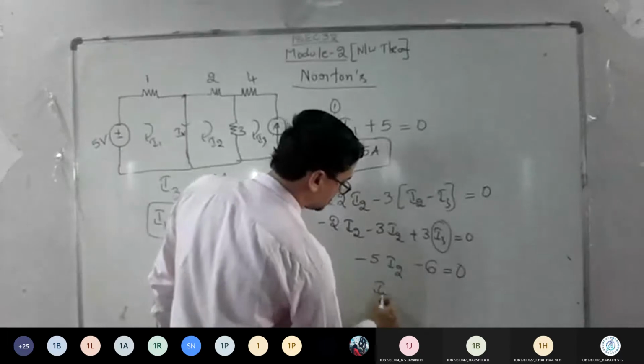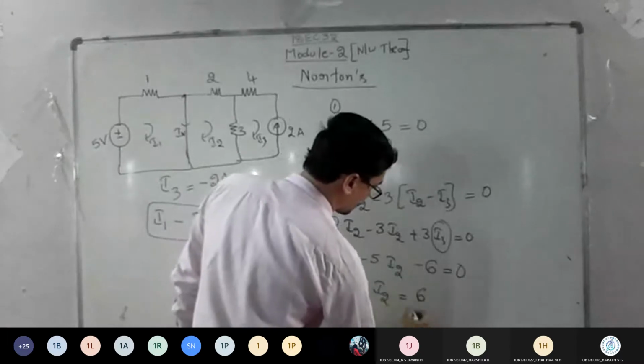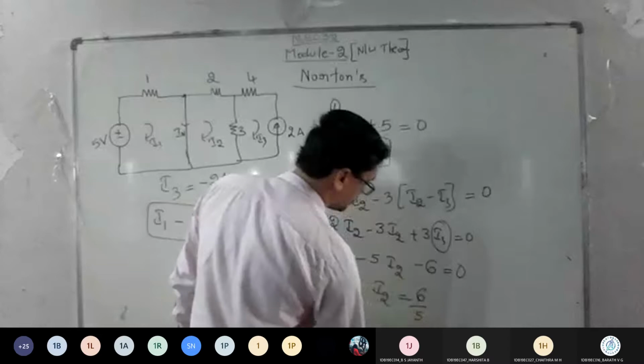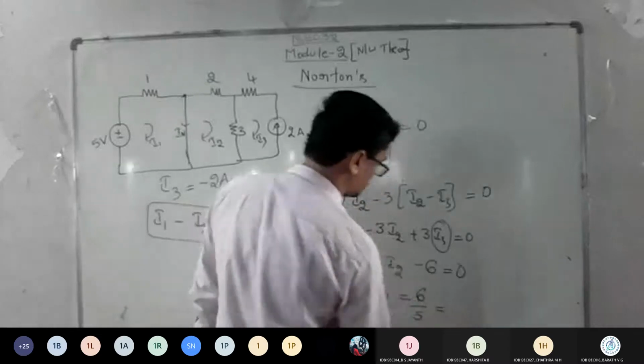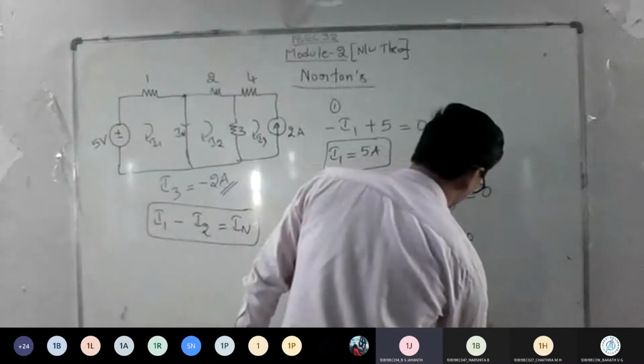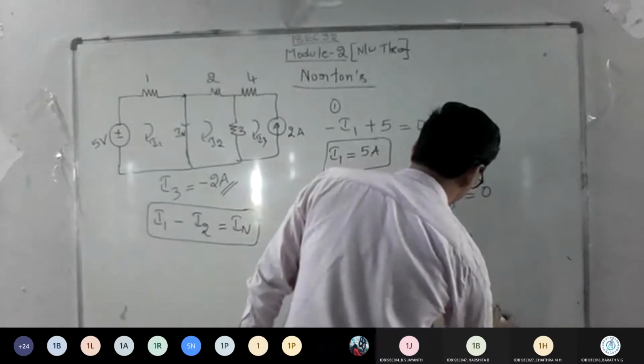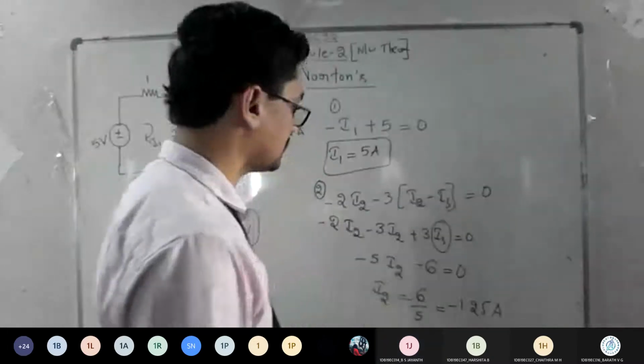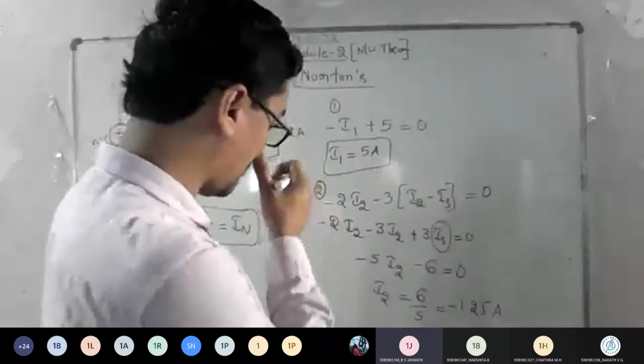So is it right what I wrote? Yes, sir. So we'll get a minus value here. What's the answer? Minus 1.2, sir. Is it positive again or negative? Negative, sir. Okay.